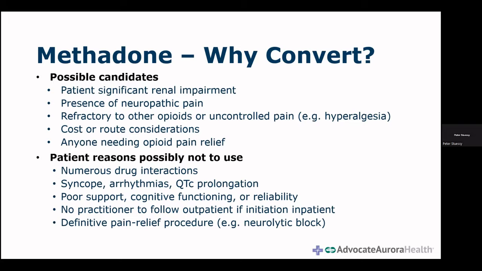Some patients where you might not want to convert is if you recognize a lot of drug interactions. It does have some important ones that need to be addressed. If patients have that cardiac history, QT prolongation, it is dose-dependent QT prolongation with methadone. So the higher dose you get, the more QT prolongation you get. Lower doses generally do not impact too much, but if you have a patient on QT-prolonging meds or a patient with long QT syndrome, probably not the best option.